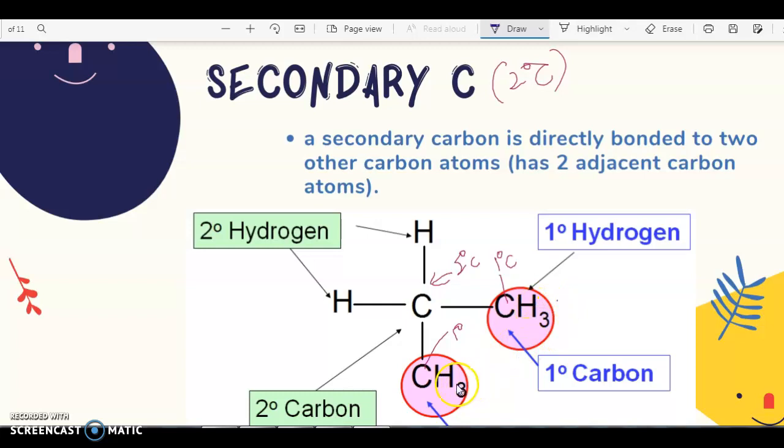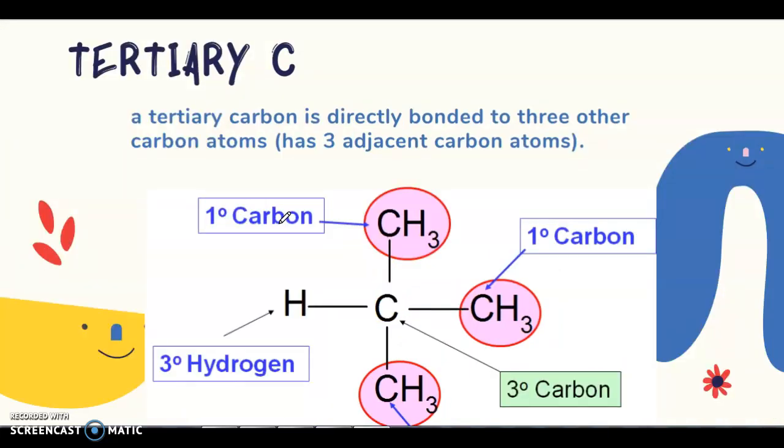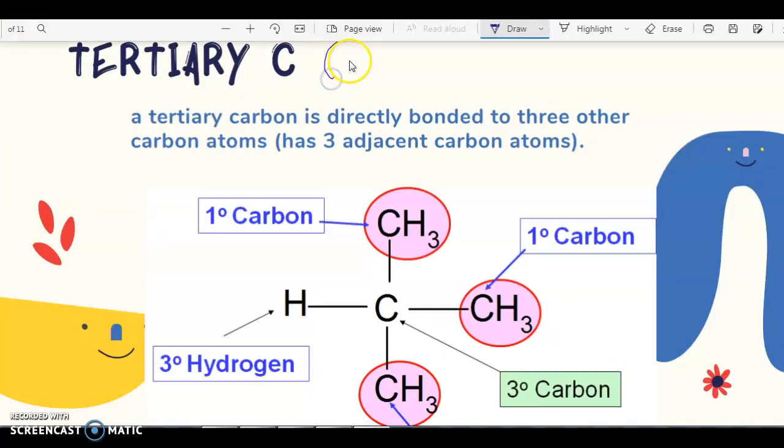So the same thing goes for this one juga. All of these 3 hydrogen are primary hydrogen. Okay, so untuk secondary carbon tadi, hydrogen yang bonded to secondary carbon akan jadi secondary hydrogen. Okay, so for tertiary pula, tertiary for carbon yang bonded to another 3 carbon.